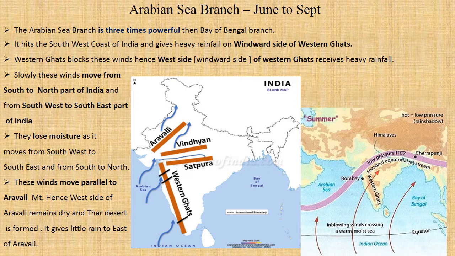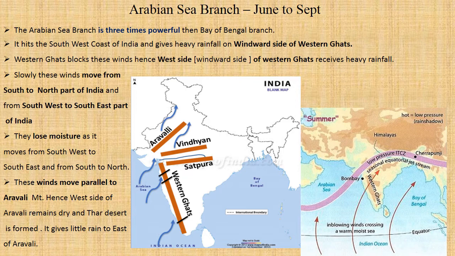So in this slide, we have learned how the Arabian Sea branch proceeds. The important points that you have to remember in this slide: the Arabian Sea branch is 3 times more powerful than the Bay of Bengal branch because it has a huge surface area to pick up the moisture. The Arabian Sea branch moves from south to north. It hits the Western Ghats perpendicular, and so the west side of the Western Ghats receives heavy rainfall. It is the southwest coast.